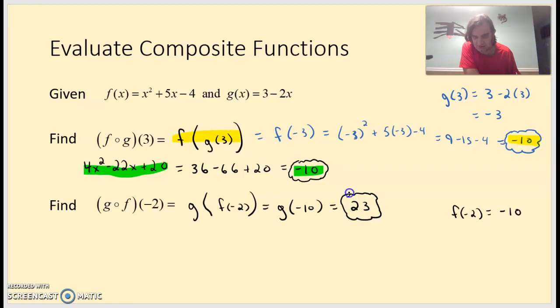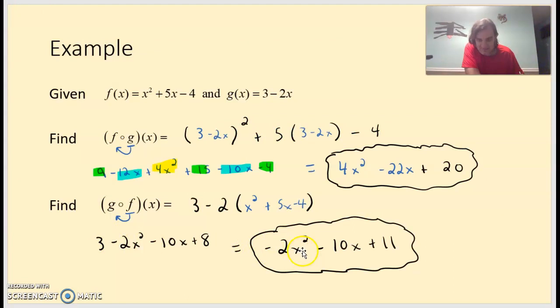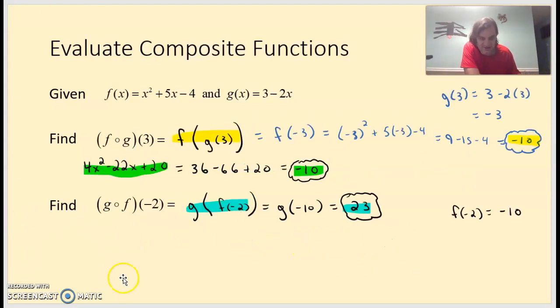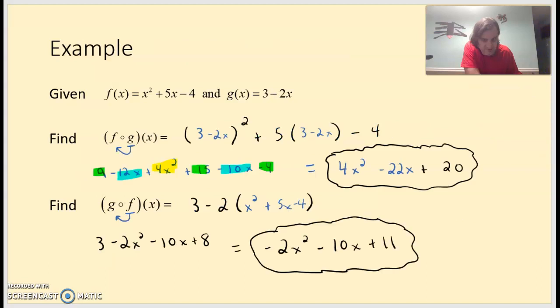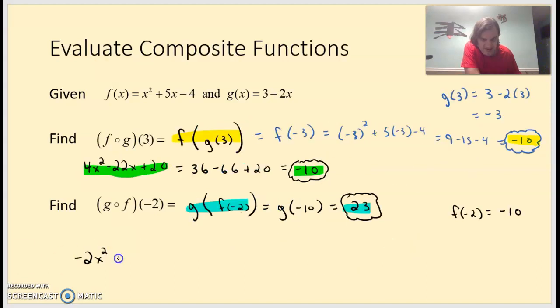Let's see. We'll use some different notation here, or colors at least. So let's go back to what we had when we found the function for g of f. It was negative 2x squared minus 10x plus 11. Let's see if I can remember that long enough to write it. Negative 2x squared minus 10x plus 11. So I'm going to plug the negative 2 in there.